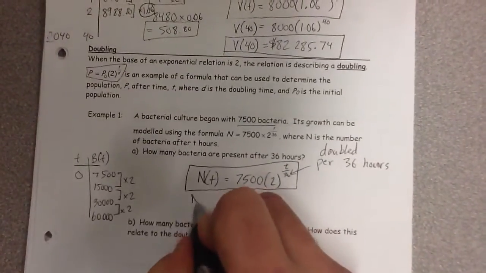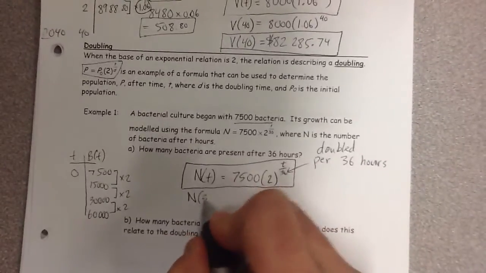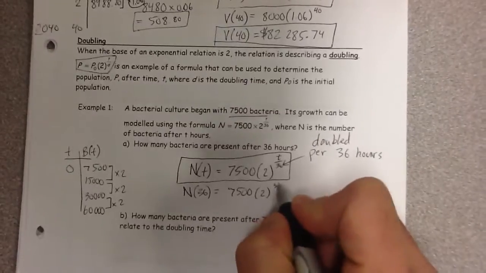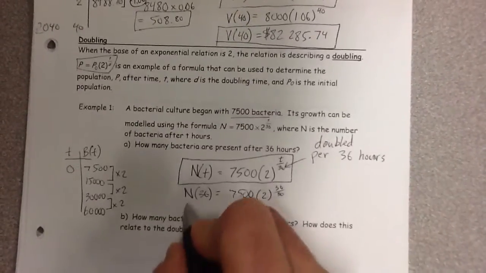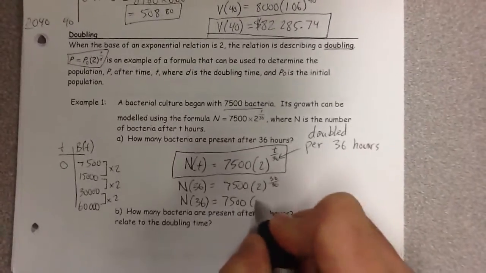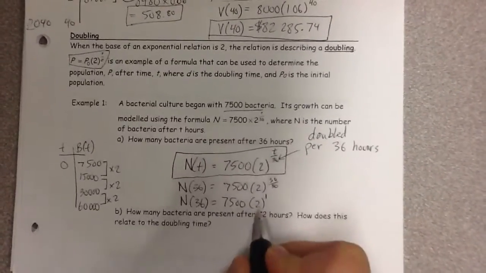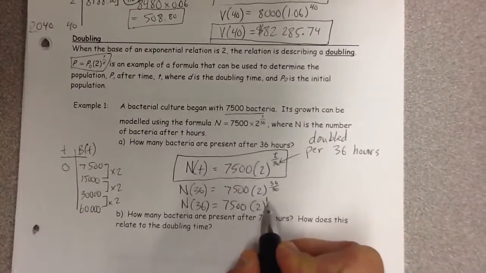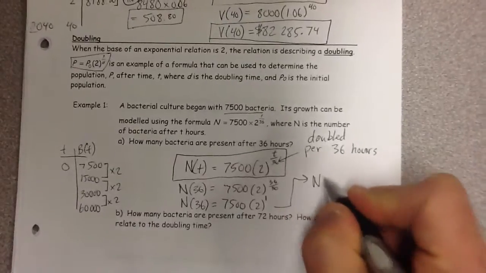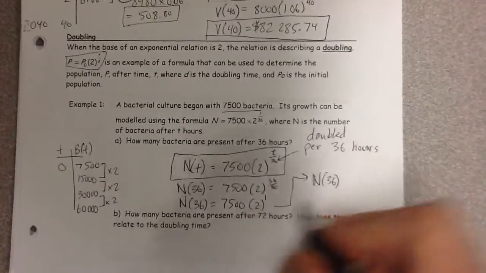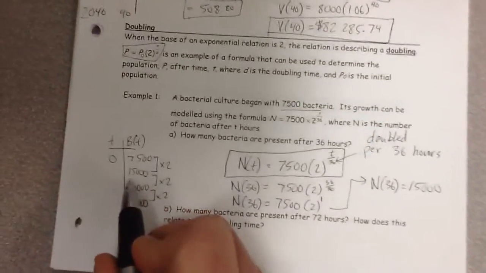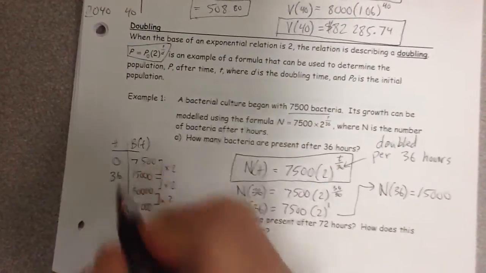See, if I plug in 36, which is what it's asking me here, I'll have n of 36 is equal to 7,500 times 2 to the power of 36 over 36. So n of 36 is going to be equal to 7,500 times 2 to the power of 36 over 36, which is 1. So it only doubles once, right? 36 hours later, it only doubles once. And if you do the doubling of 7,500, you're going to get 15,000. Okay? So 15,000 happens after 36 hours.